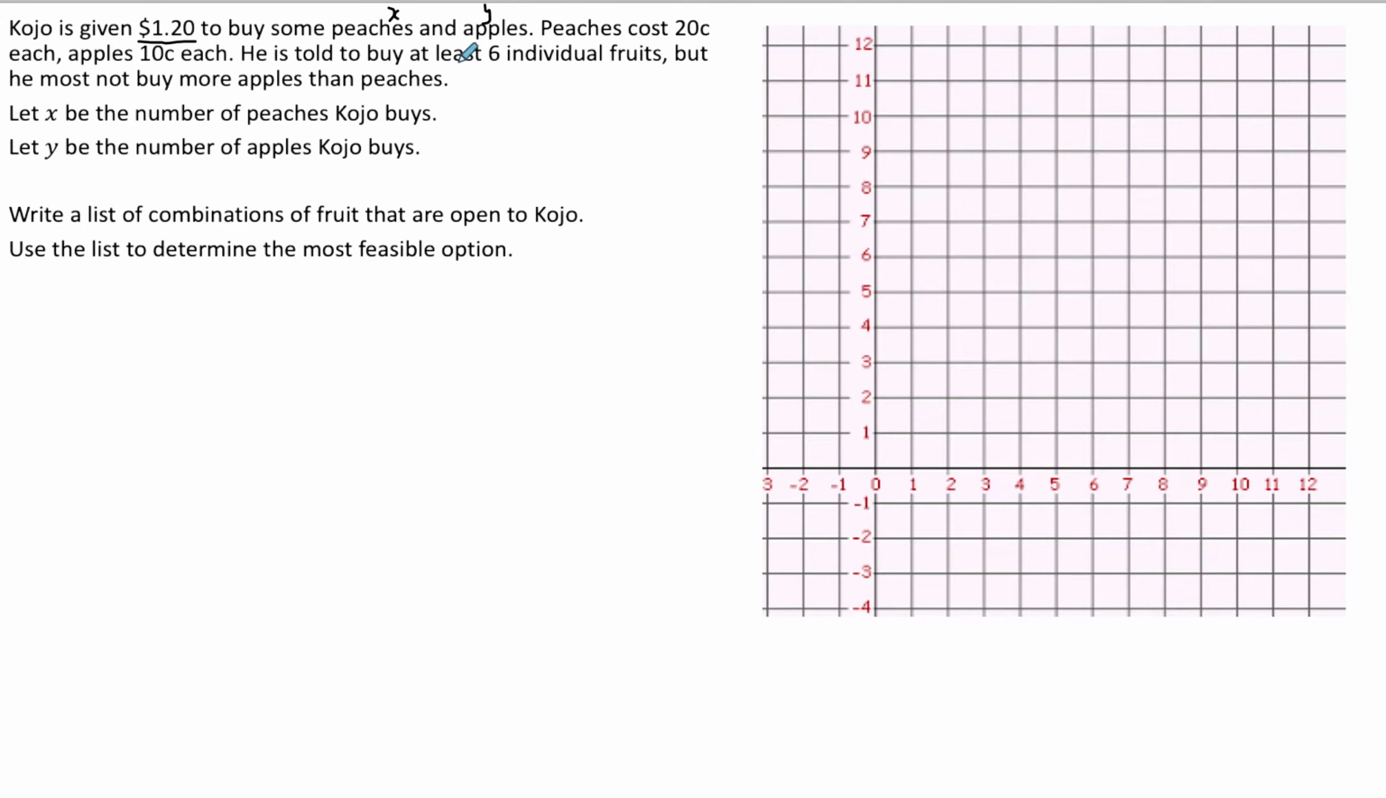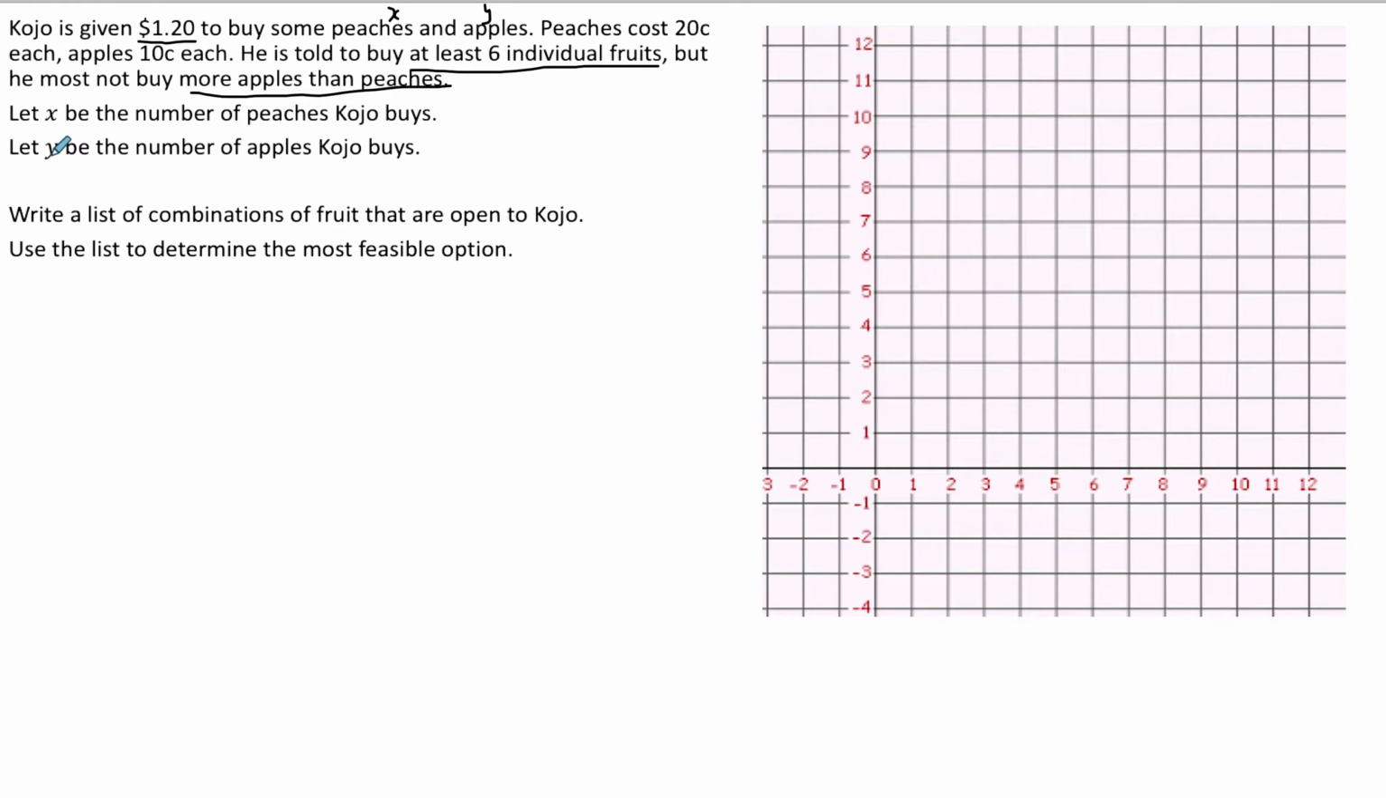Another condition we have is the amount he should buy. He should get at least 6 individual fruits. What this means is that in total of buying X and Y, he should have at least 6. So he shouldn't end up with just 5 fruits in total. He should end up with at least 6 fruits in total. But there's an extra condition that he cannot buy more apples than peaches.